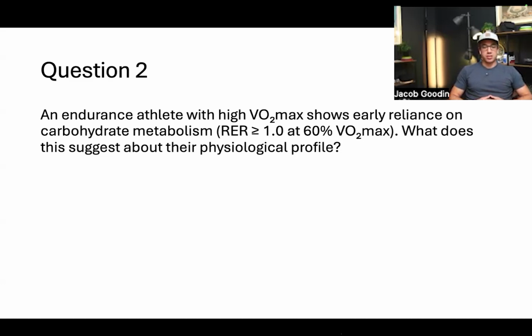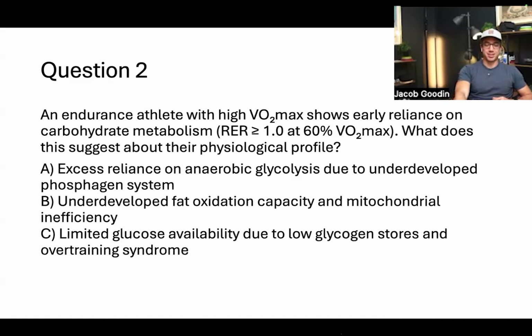Okay, so what does this suggest about their physiological profile? Well, and hopefully I didn't just give it away with my explanation right there. Okay, so does it suggest an excess reliance on anaerobic glycolysis due to an underdeveloped phosphagen system? Does it suggest an undeveloped fat oxidation capacity and inefficient mitochondria, or does it suggest limited glucose availability due to low glycogen stores and overtraining syndrome? I'm going to give you 90 seconds again to think about it on your own. And after that, I'll call for answers in the chat.